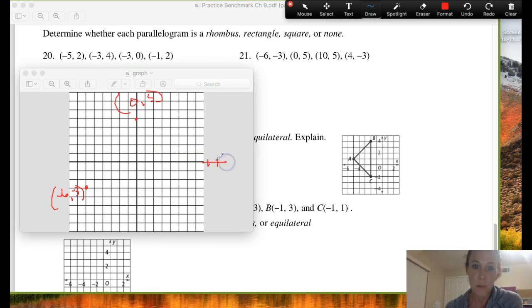We're going to have to add points to our graph. Up 5. So this will be 10, 5. And then 4 over: 1, 2, 3, 4, down 1, 2, 3. This is 4, -3. All right, so what do we have here?